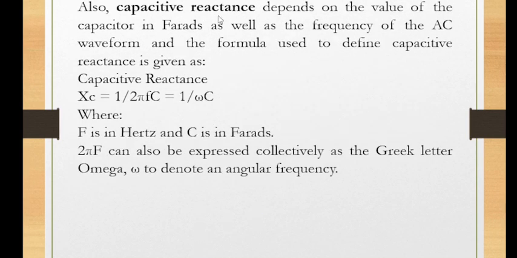Also, capacitive reactance depends on the value of the capacitor in farads as well as the frequency of the AC waveform, and the formula used to define capacitive reactance is given as this: Xc is 1 over 2 pi Fc. Don't forget 2 pi F is omega, so Xc is 1 over omega C, where F is in hertz and C is in farads.